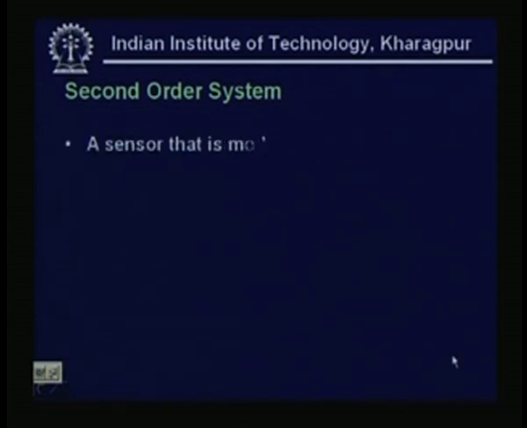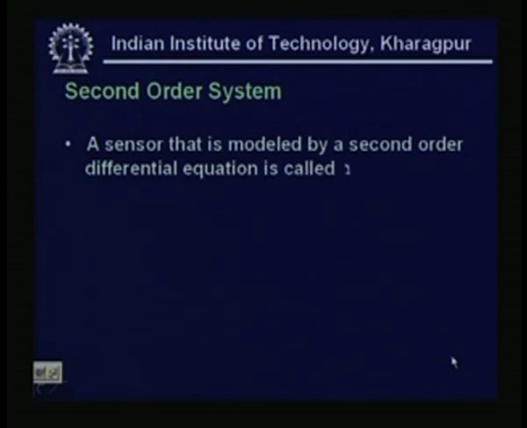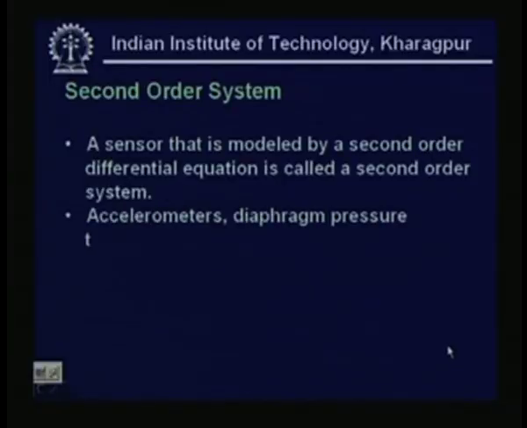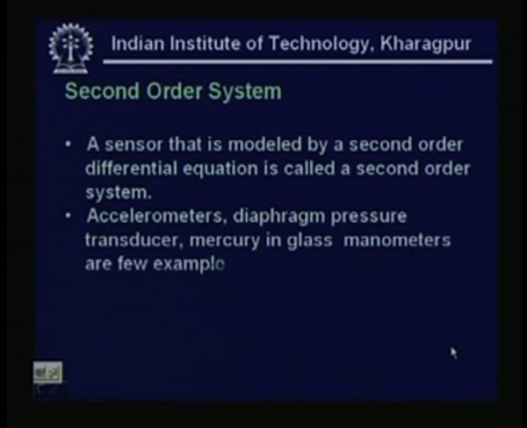Now, second order system: a sensor that is modeled by a second order differential equation is called a second order system, quite obviously. How will I know whether it is a first order or second order? If I look at the response, the output is supposed to come a certain way, because for calibrated instruments I can tell how the response should look. If it can't be modeled by first order instruments, we have to model it by second order or higher order instruments. Accelerometers, diaphragm pressure transducers, all these things will be discussed later. Mercury in glass manometers are a few examples of second order systems.